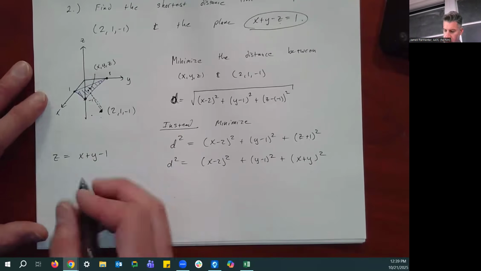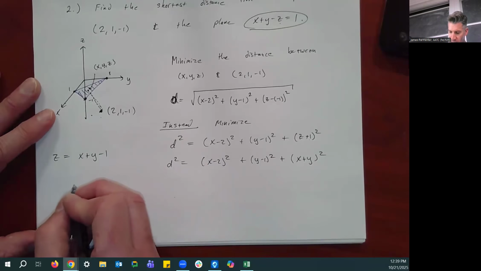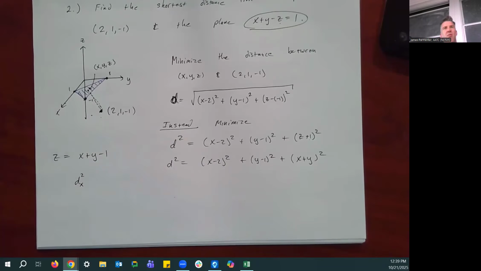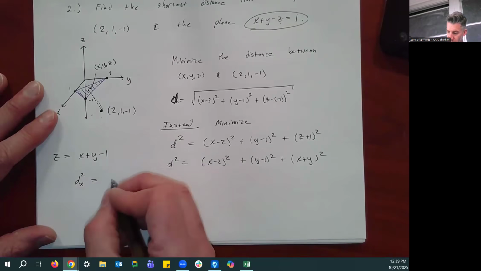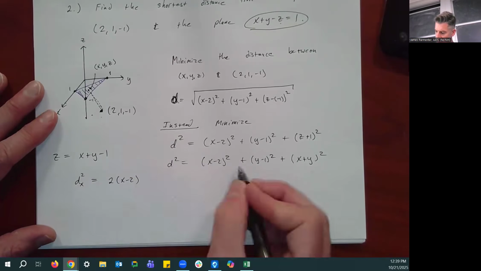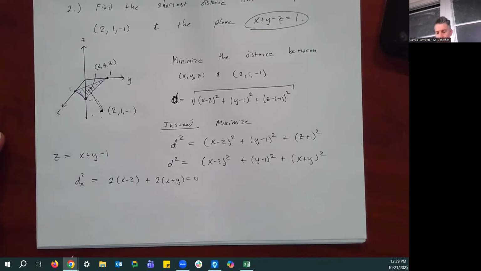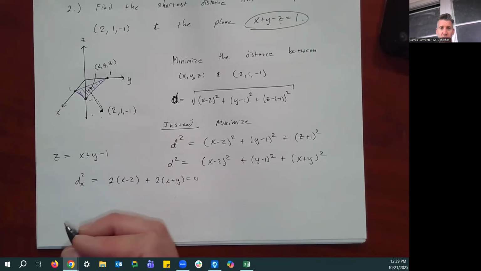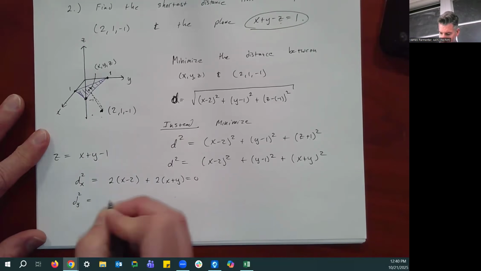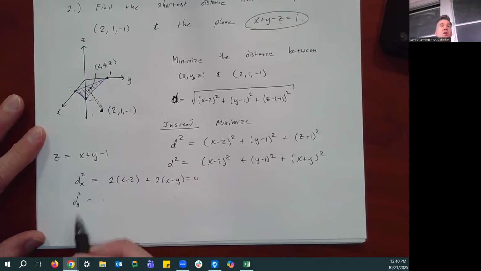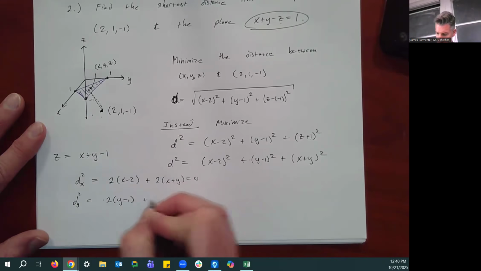So now we're going to find our partials. And here I wish I would have called this a different name. So you're going to have your d squared, which is kind of terrible notationally, but it's what we've got. Our partial with respect to x is going to be 2 times (x minus 2) plus 2 times (x plus y) equal to 0. Our partial with respect to y is going to be, again, we're not squaring it, it's just our function is called d squared, 2 times (y minus 1) plus 2 times (x plus y).